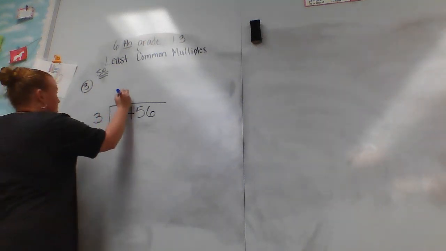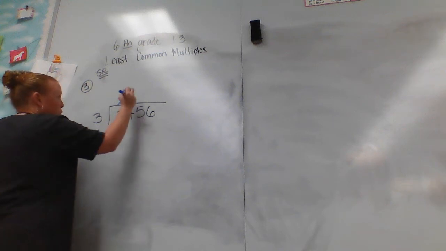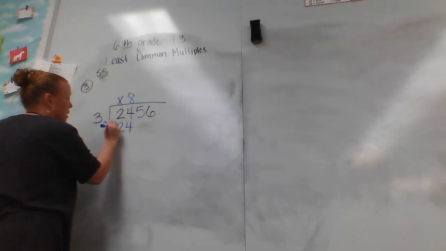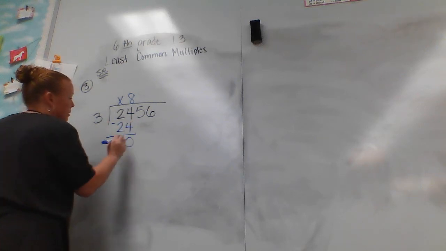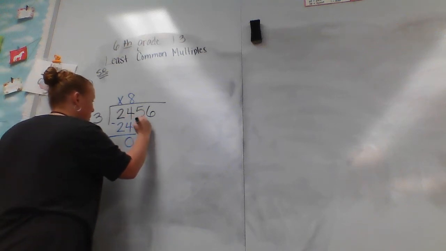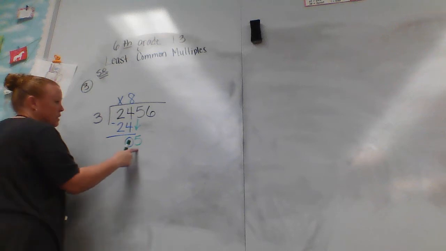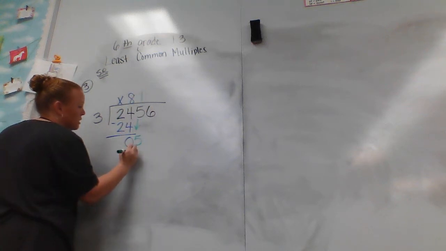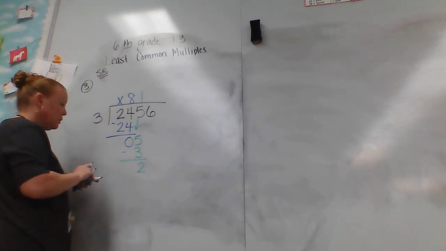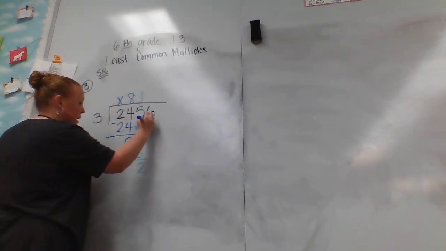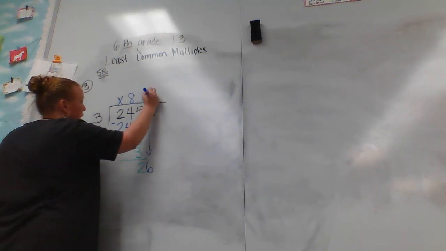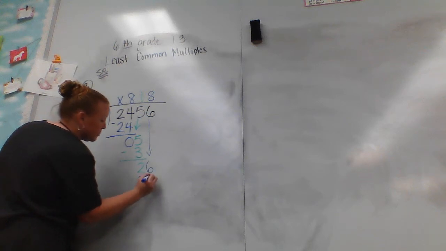Okay, so I'm going to put a placeholder. 3 does go into 24 8 times. 8 times 3 is 24. Subtract, I get 0. 0 is definitely smaller than 3, so I can bring down my 5. 3 goes into 5 one time. 1 times 3 is 3. Subtract, I get 2. 2 is smaller than 3, so I can bring down my 6. 3 goes into 26 another 8 times, which is going to be 24.